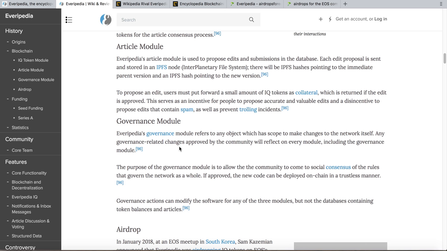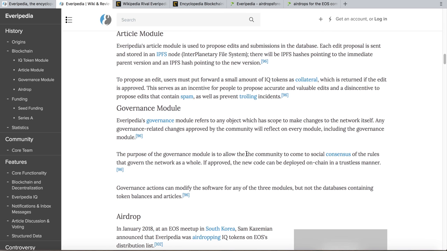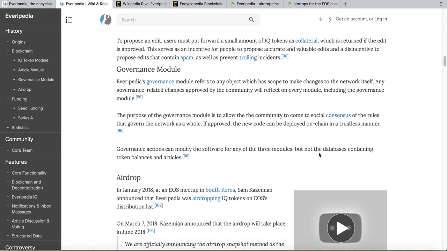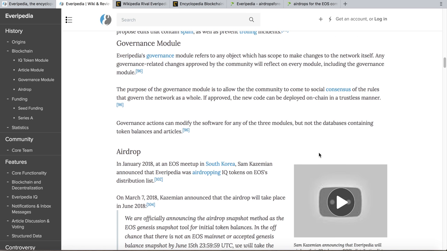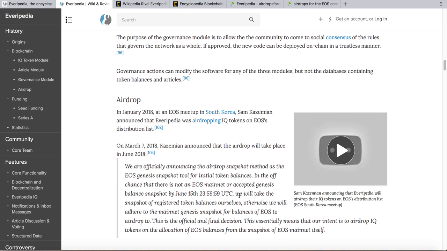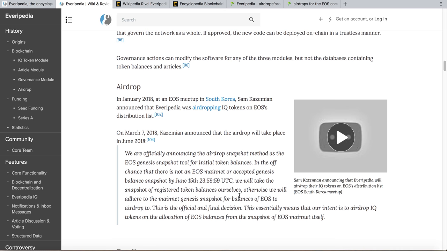And the governance module is to allow the community to come to a social consensus on the rules that govern the network as a whole. So this is a more decentralized model compared to the current system. Wikipedia is like a closed system. It's a centralized model. We don't know who put those articles through, and we don't know who is editing the article. And somehow, it may dictate some content for Wikipedia. So we don't know. Maybe so. I think it's better to decentralize, and everybody has a say in what's going on.